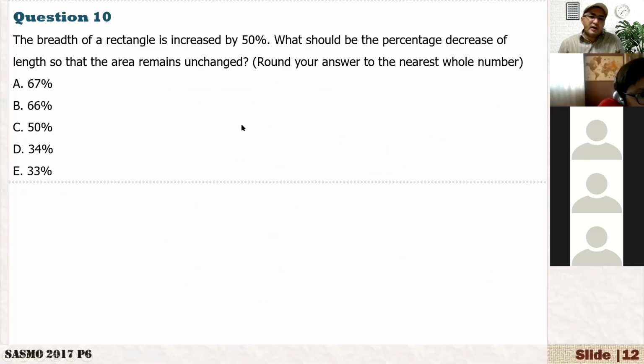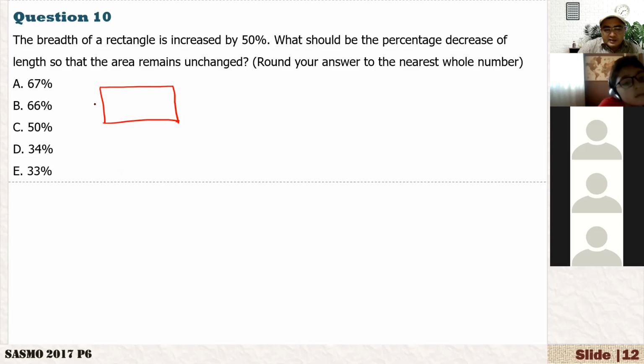So here, the breadth of a rectangle. What kind of rectangle? Any rectangle. So you should just choose any rectangle that is suitable for you to work with. For me, I am choosing this rectangle. Okay, let's say we are talking about this rectangle. Suppose that its breadth is equal to 10, and its length is equal to 20, right? So if I ask you what is the area of the rectangle, area is equal to 10 times 20, that's equal to 200. All right, that is the first part of the question.